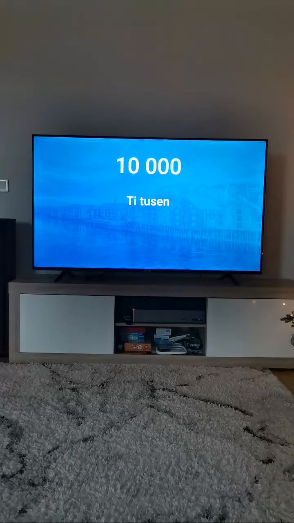10,000. Notice that as we reach 10,000 and higher, in Norwegian we separate every third digit with a space. In other languages you use a comma or a period. In Norwegian we just use a space. Don't ask me why, I have no clue why.